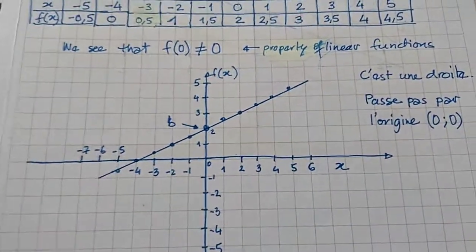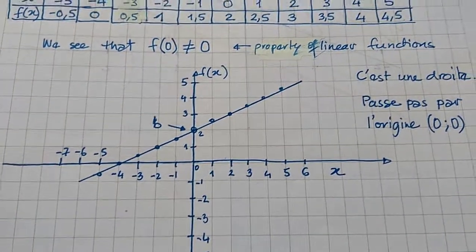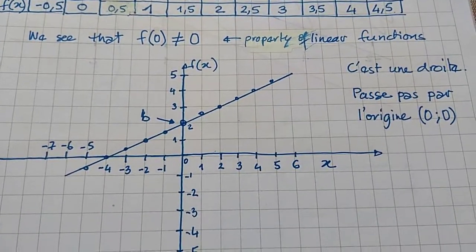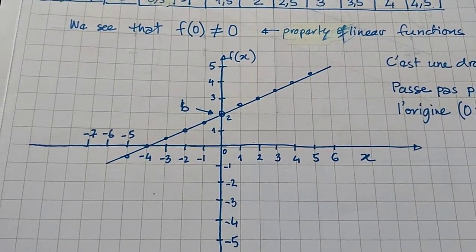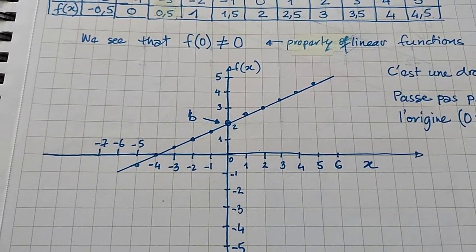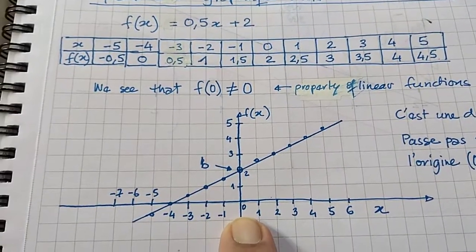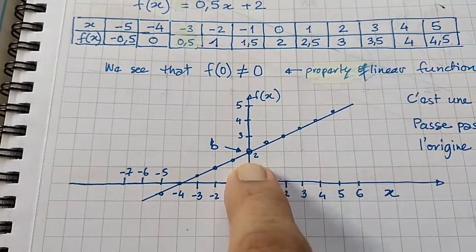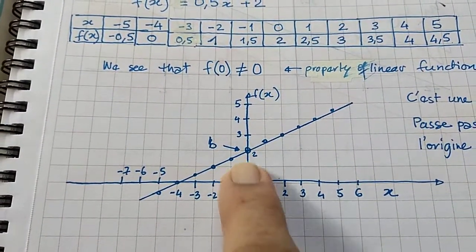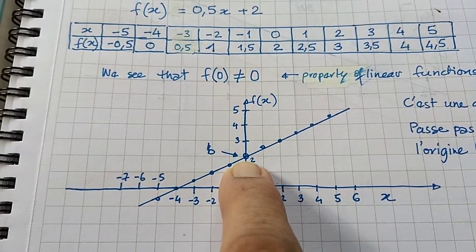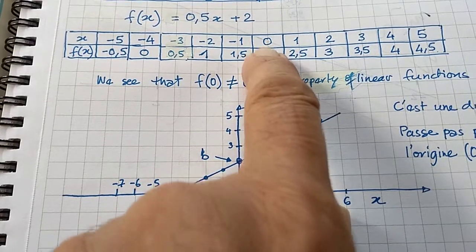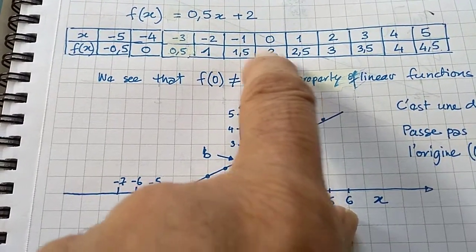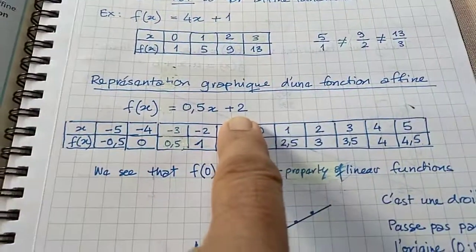So the graphic representation of an affine function is a straight line which does not pass through the origin unless it is a linear function. So what do you see here? That it passes through 2. Why does it pass through 2? Because when x is 0, f of x is 2. But this 2 is this value, is b.